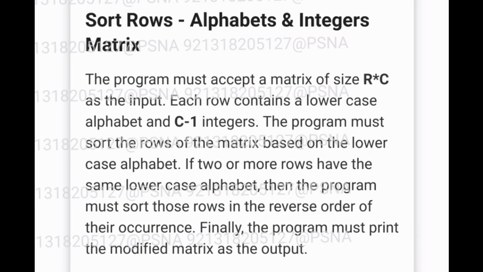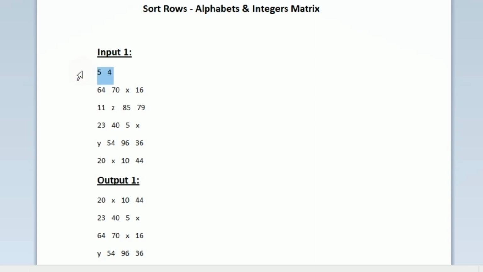This is the question asked in today's SkillTrack Daily Challenge. In the first line of our input, we are given the values of R and C, and after that we are given an R cross C matrix as input.